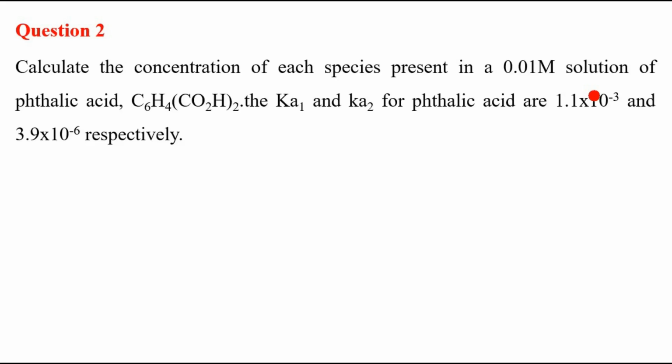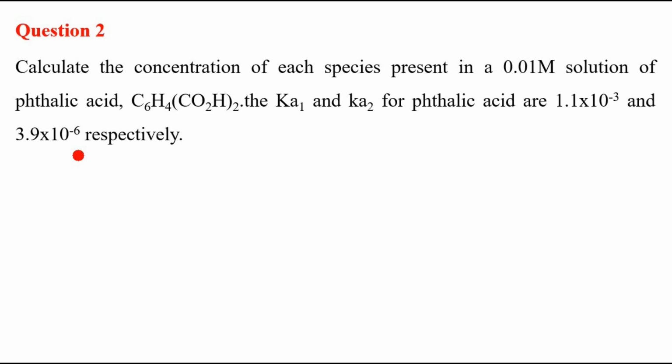Let's see now the second question. It asks to calculate the concentration of each species present in a 0.01 molar solution of phthalic acid. The concentration of phthalic acid was given, and K1 and K2 for phthalic acid were given. Now they are asking what the concentration of each species will be at equilibrium.